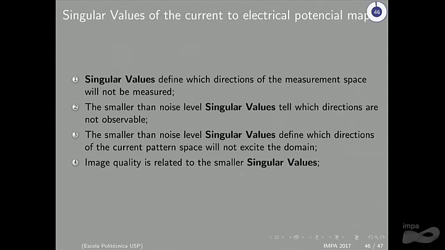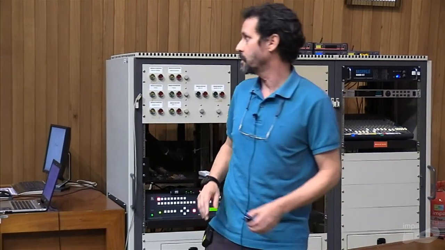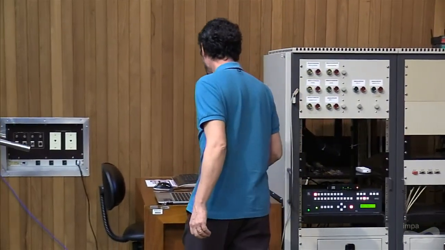And so the conclusions are: the singular values of the transconductivity matrix define which directions of the measurement space will not be measured and which directions will not be observable, and the directions of the current pattern space that will not excite the domain. So image quality is related to the smaller singular values of the transconductivity matrix. Thank you very much.